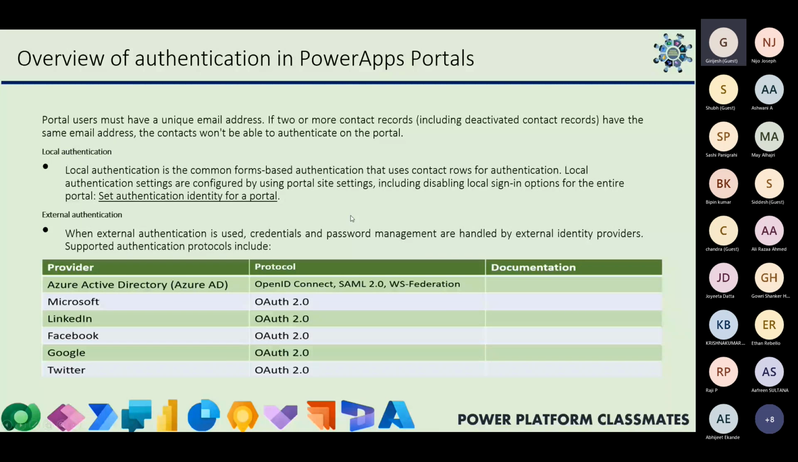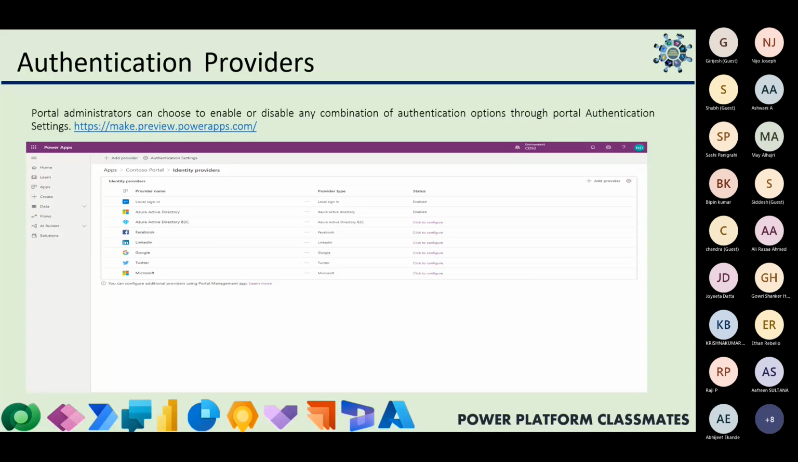So now moving to the next part. Let me show it to you. These are the authentication providers as of now. If you open make.preview.powerapps.com and go to the portal authentication settings, you will get all the available providers, like local sign-in, Azure Active Directory, Azure AD B2C, Facebook, LinkedIn, Twitter, Microsoft. These already exist, but the list is not limited to this. You can add your own provider. If your provider follows the protocols we discussed in the last slide, you can add your own custom provider to authenticate your user. That's the beauty of the portal, and that's the way Microsoft is supporting their customers.